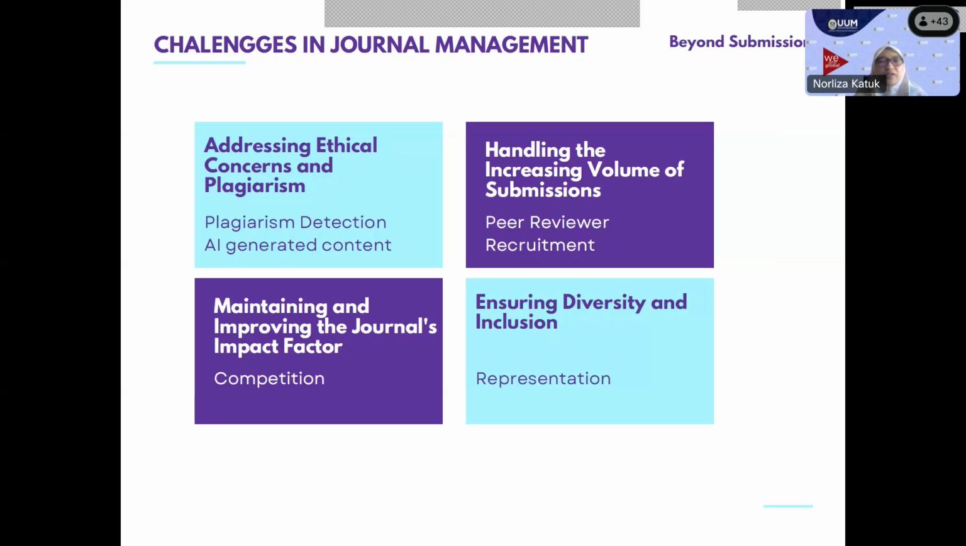And of course, next, our challenge is in maintaining and improving the journal's impact factor. From year to year, we have seen an increased number of journals in computer science. JICT is now being classified as general computer science in Scopus. And every year, a number of new journals are being indexed, and those journals are ranked higher than existing journals that have been indexed for a long time. So this creates a higher competition between journal publishers.